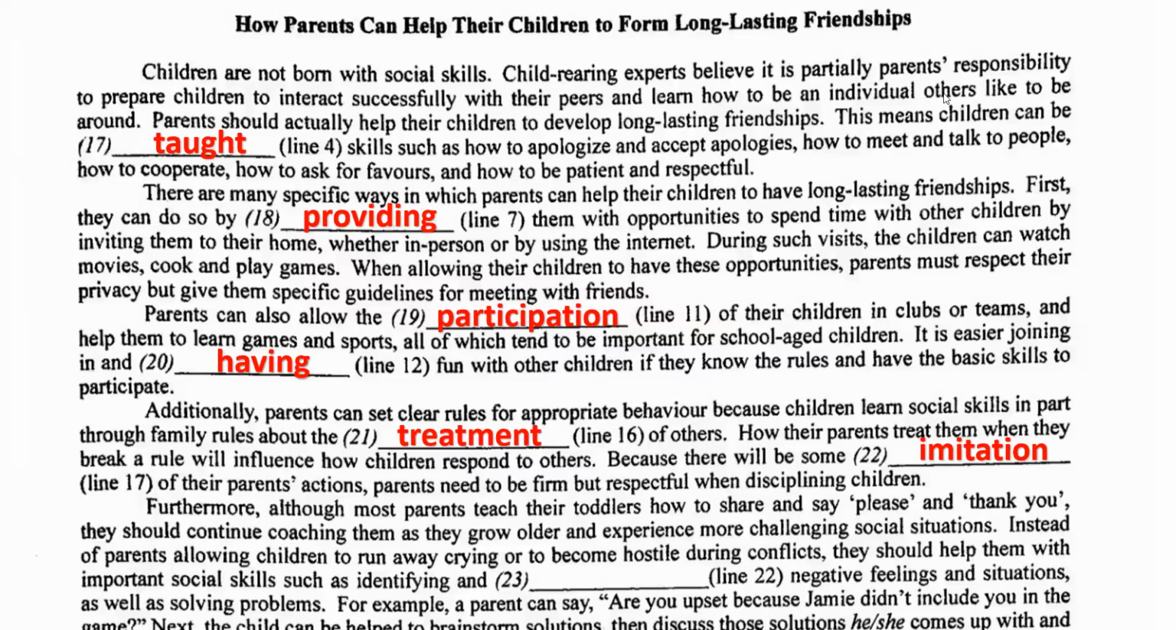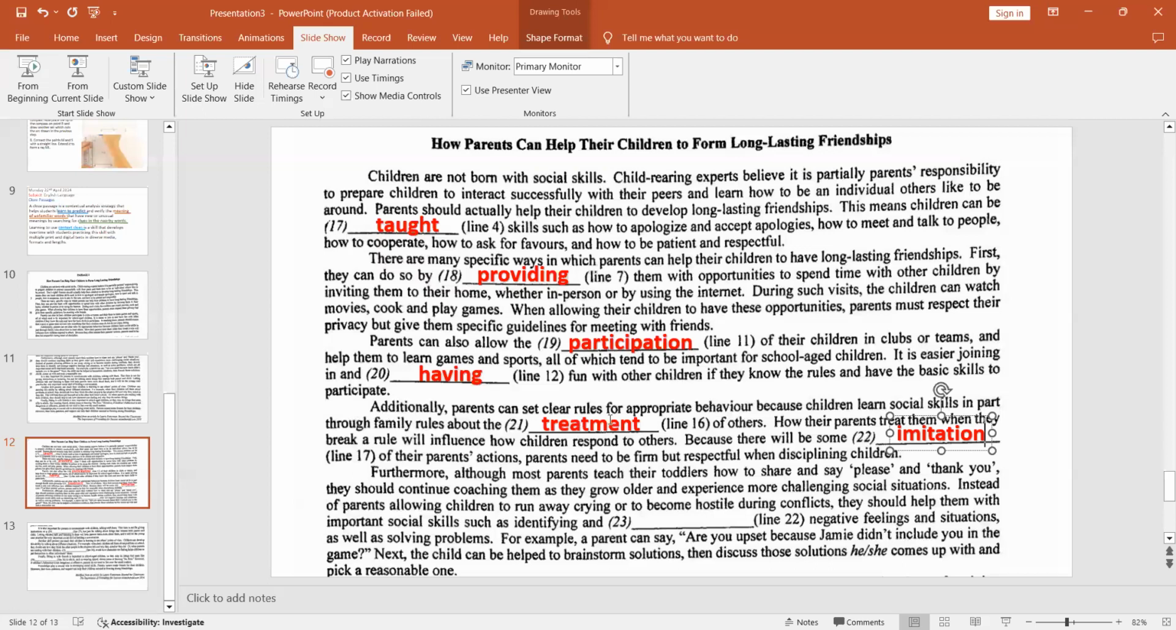So we're going to put for this one, let's see. They should help them with important social skills such as identifying and blank negative feelings and situations. Solving. Not solving. Managing. Managing is correct. Okay, managing.